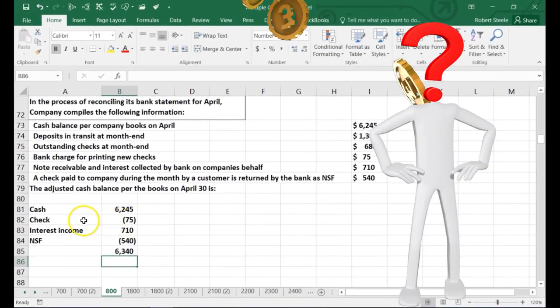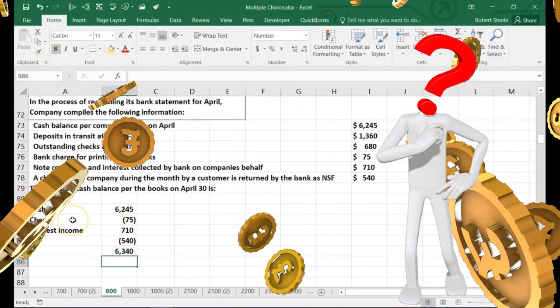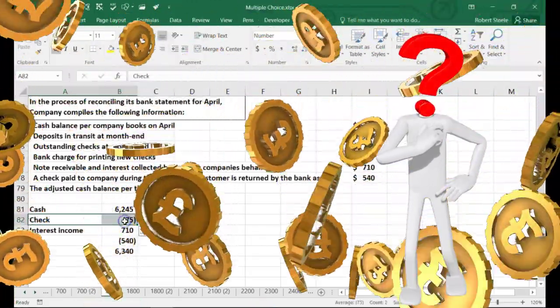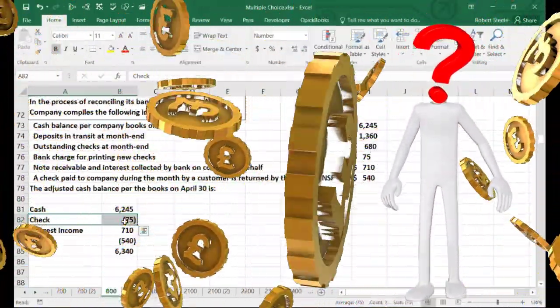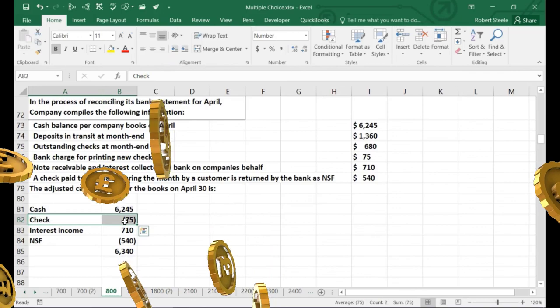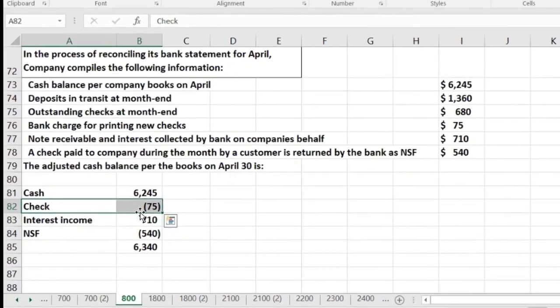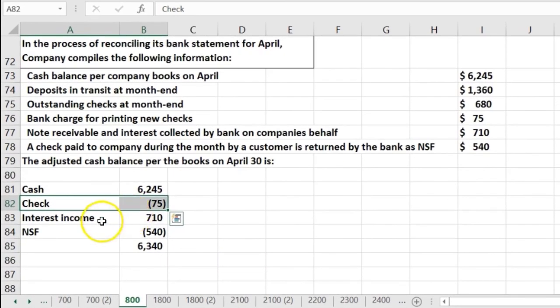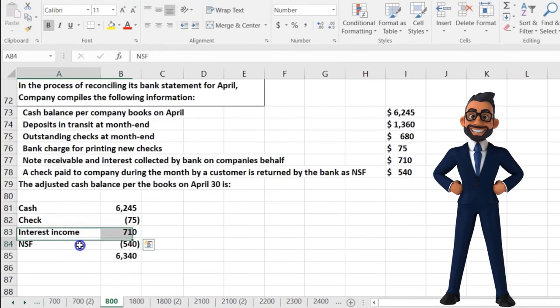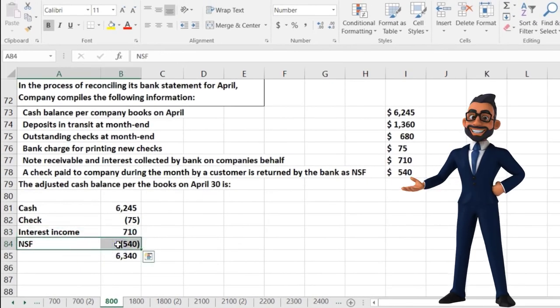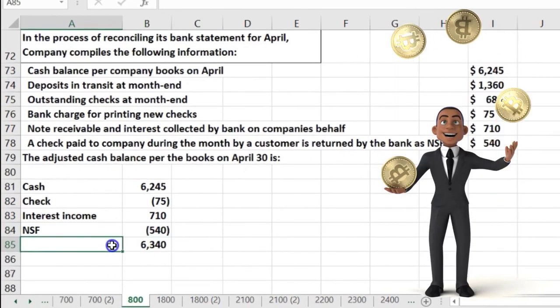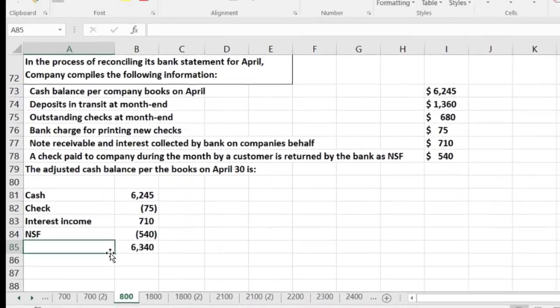Also note that these would be adjustments that we would need to make. For the check printing charge, we would have to credit cash and debit something like bank expense or miscellaneous expense, or office supplies possibly. We would have to debit cash here and credit interest income. And for the non-sufficient funds, we'd have to credit cash and then debit possibly accounts receivable or something like that, and then see if we can get that money from the customer.